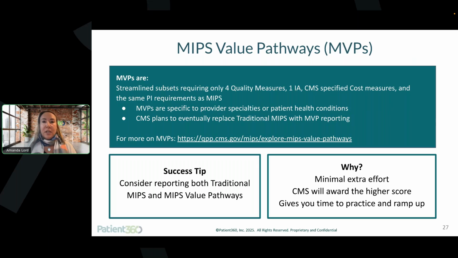We're in a crucial transition period right now. So really use this time to ramp up and use the MVP with low or no added risk, right? Consider reporting both and CMS will actually take the better of the 2 scores. It's really a win-win. There's no reason not to. You're also in the MVP, you only have to report 4 quality measures as opposed to MIPS where you're reporting 6. So that's kind of a nice win, a reduction in the amount of quality measures that you have to report. So definitely give that some second thought, the MVPs, because it's a win-win situation. Next slide, please.